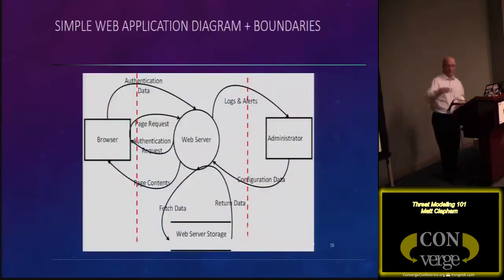So take that earlier diagram, and we'll put some trust boundaries on it. So there you can see, between the administrator and the web server, and between the browser and the web server, we've got some trust boundaries that indicate, hey, data on this side should not be fully trusted. Not until it's been validated, checked, tested, made sure that it's not going to cause problems in the system.